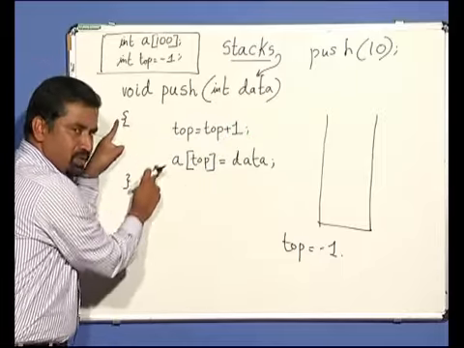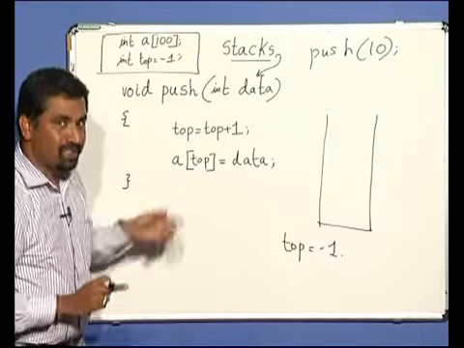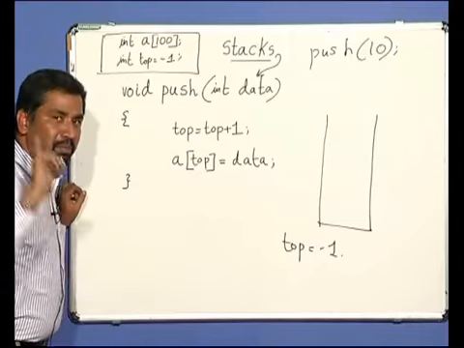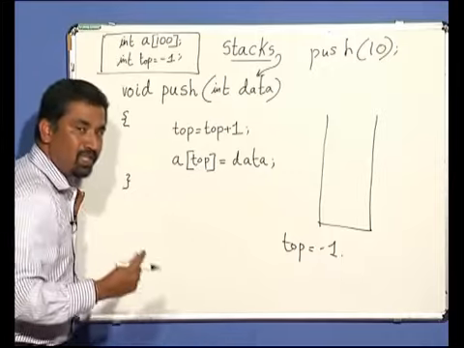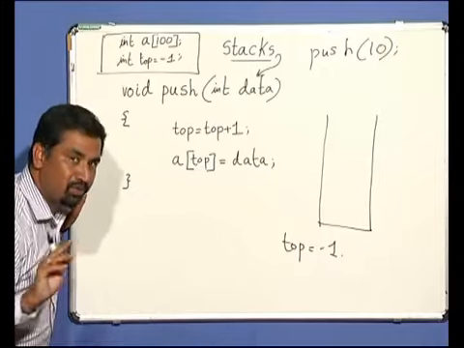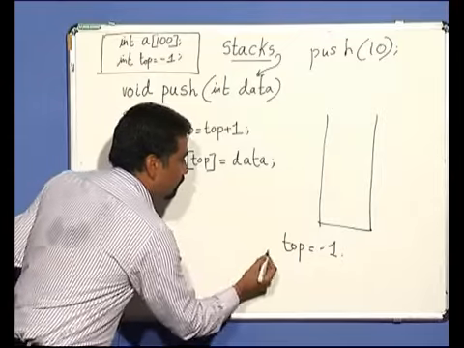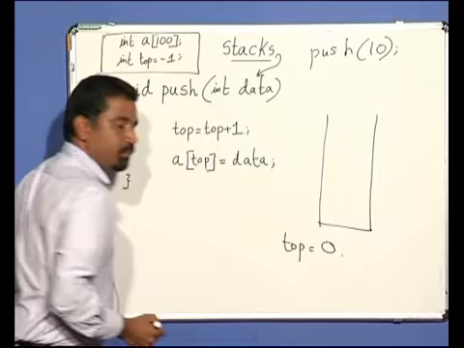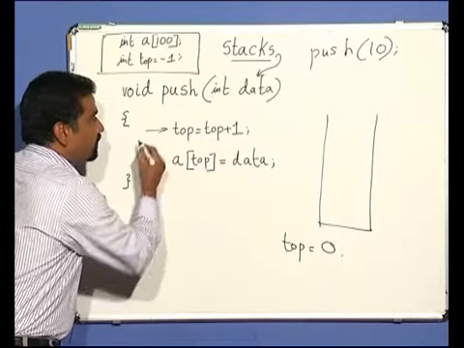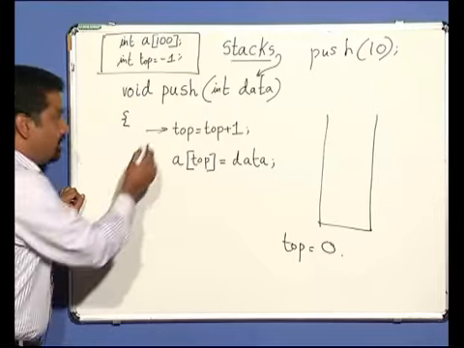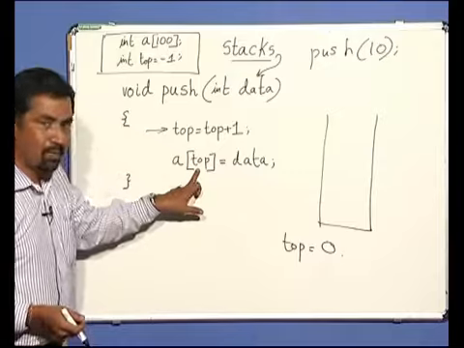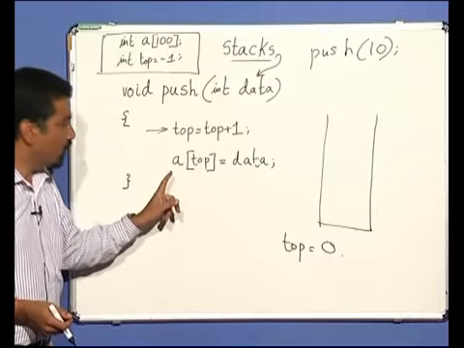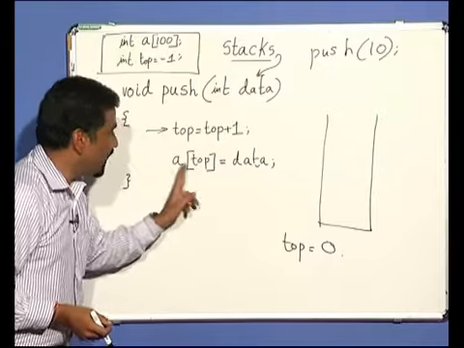Two statements are executed in this code. What is the effect? Let us see. Top is incremented by 1. What is the current value in top? Minus 1. So minus 1 becomes minus 1 plus 1. Top will be 0 now, because of this statement. Immediately the next statement, what are we doing? Into the array at the index top we want to put the data value. So what is top right now? 0. So a of 0.